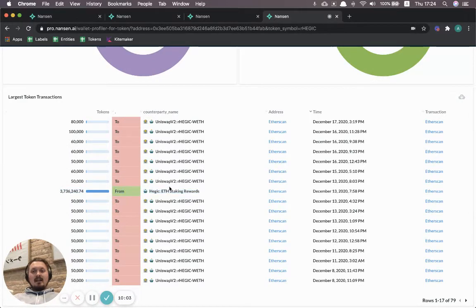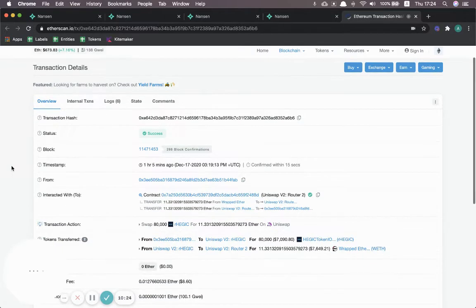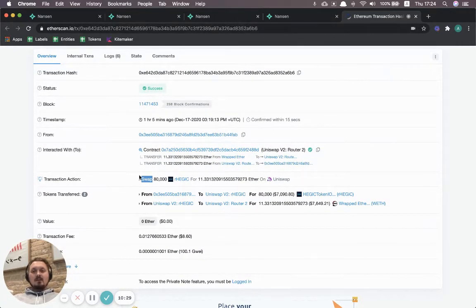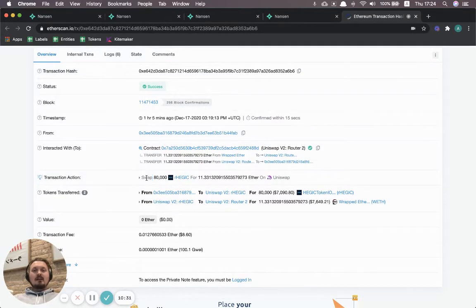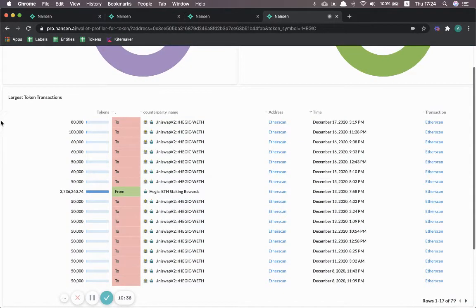And they have been selling in batches of 50,000, 60,000, 100,000, 80,000 rHEGIC tokens to Uniswap. Now, it could be that this was actually them providing liquidity. So let's just check the transaction on Etherscan, and you can see that it's a swap. We're going to include that into the table soon, but for now, we just check it on Etherscan. It's a swap. It's not them providing liquidity. It's an actual selling of these tokens.